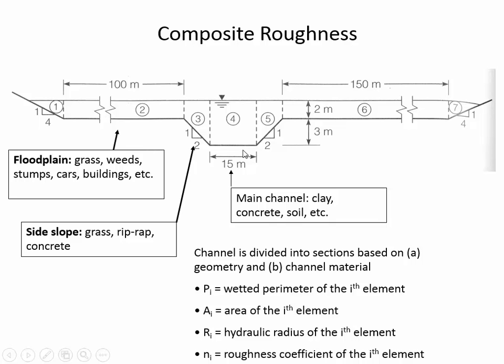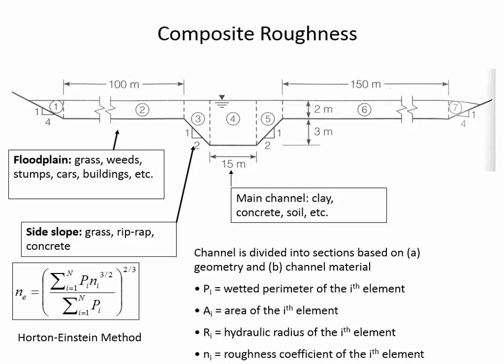And there's a number of different equations that have been developed to try and estimate or average what the composite n value is going to be. And one of the commonly used approaches is called the Horton-Einstein method. What that is saying is that you do a weighted average based on perimeter. So you can see that this edge section here they're calling section 1, then the floodplain they're labeling section 2, the side slope in the main channel, section 3, and so on.